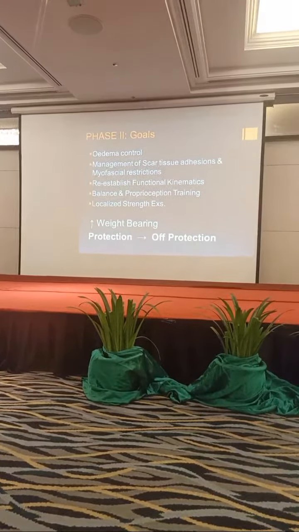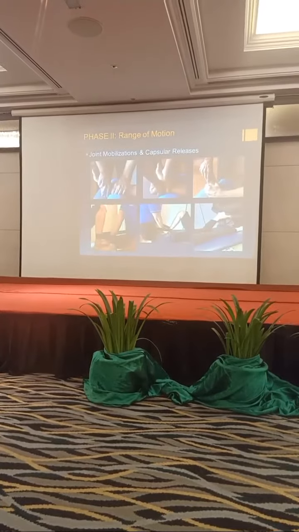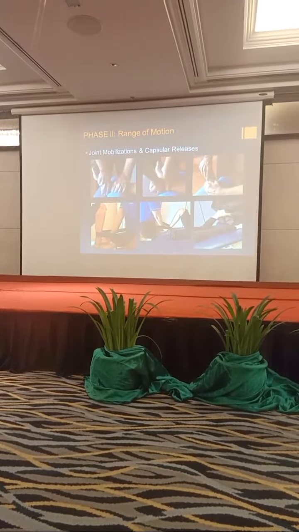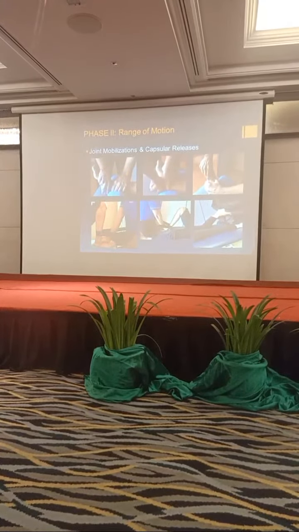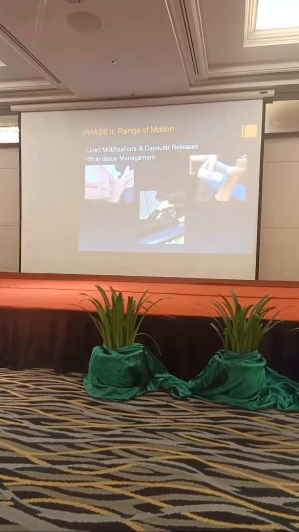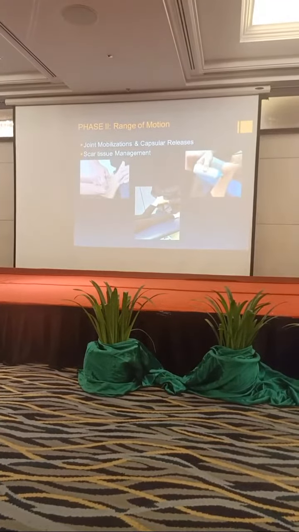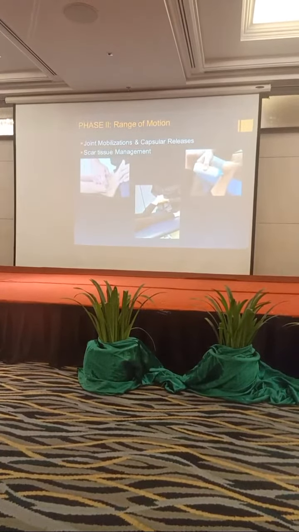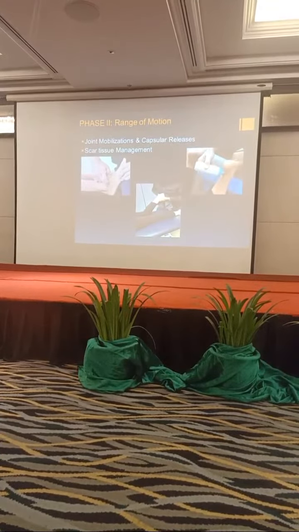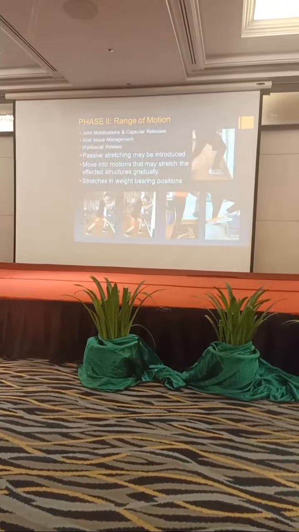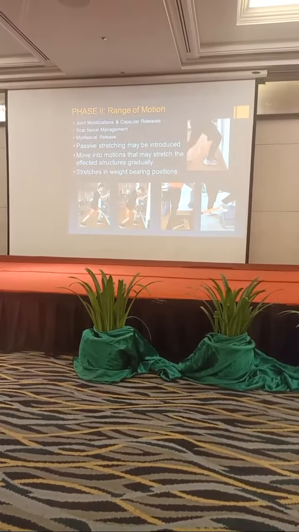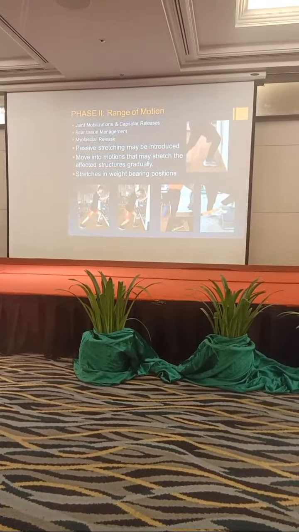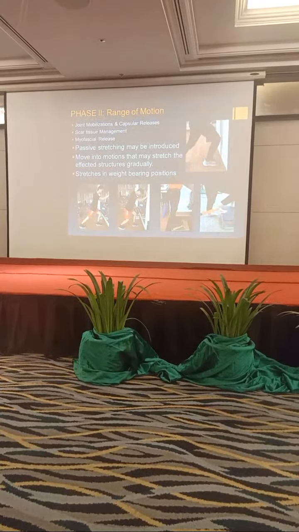In this case, of course, you move from protection to off protection. So this is where all the mobilization starts. All the manual therapies that you do to loosen up things, making sure the range is coming back, you do all that here in phase 2. By now the scars are there, so there's no longer prevention of scars. Now you're working on the scars to loosen them up. And here, passive stretching can be introduced. So they can do their own passive stretching, or you, as a therapist, can do passive stretching for them.